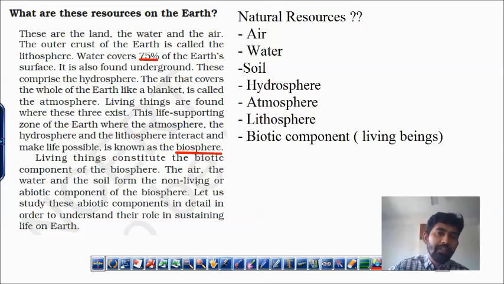Objective question: 75% of Earth surface is covered in water. And what is biosphere? All living things which interact with water, air and land is called biosphere, the living sphere of this planet.